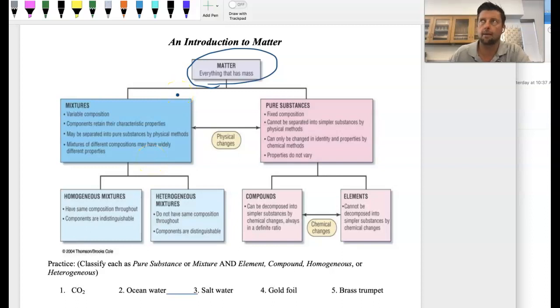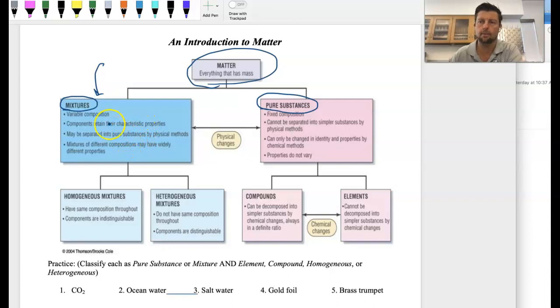When we're looking at macroscopic things in the real world, it really helps to be able to separate things into categories. And one way to separate things into categories is whether they are a mixture or a pure substance. Most things on Earth and in the universe are mixtures.